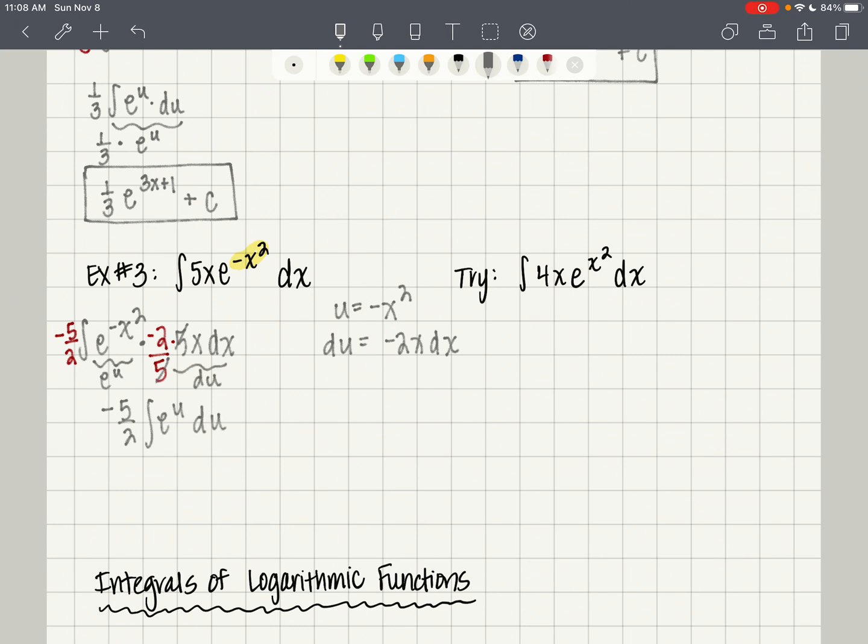And the integral of e to the u du is e to the u. So we'll have negative 5/2 times e raised to the negative x squared power plus c. Okay, here's one for you to try. And the answer is 2e to the x squared plus c.